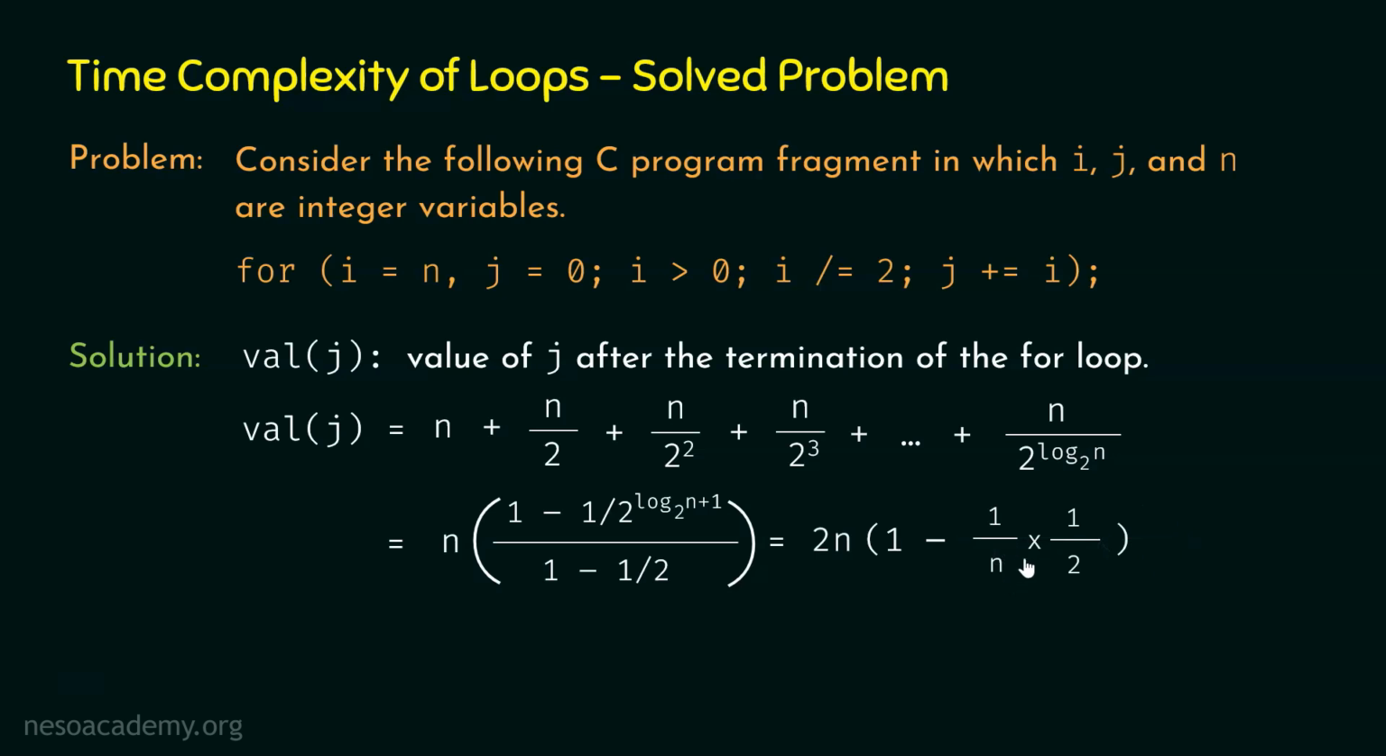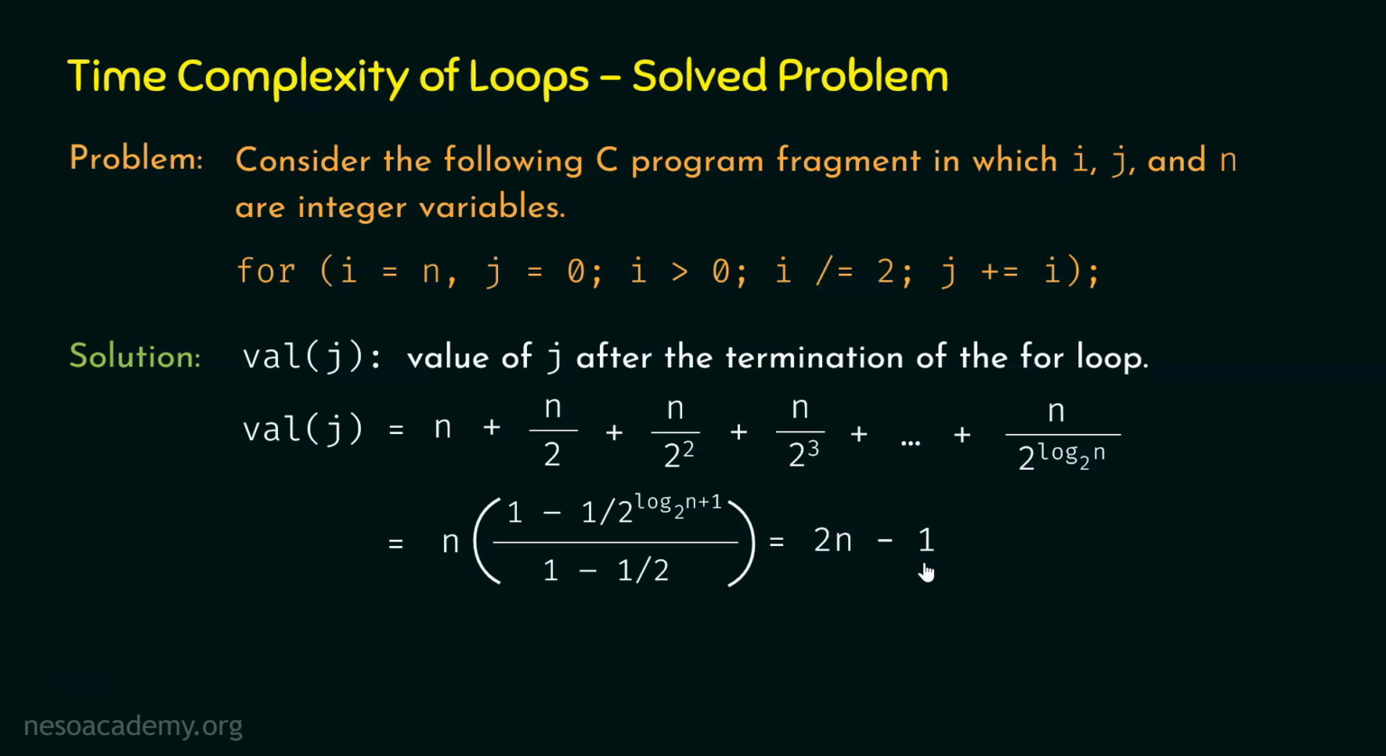We are getting 1 by n times 1 by 2 here. 1 by n times 1 by 2 is 1 by 2n. And what is 1 minus 1 by 2n? This can be rewritten as 2n minus 1 by 2n. After taking LCM, we will get 2n minus 1 by 2n as the result. Now we can observe we have 2n here and we have 2n in the denominator as well. We can cancel these two terms. And now we are getting 2n minus 1 as the result of val j. So val j is equal to 2n minus 1.